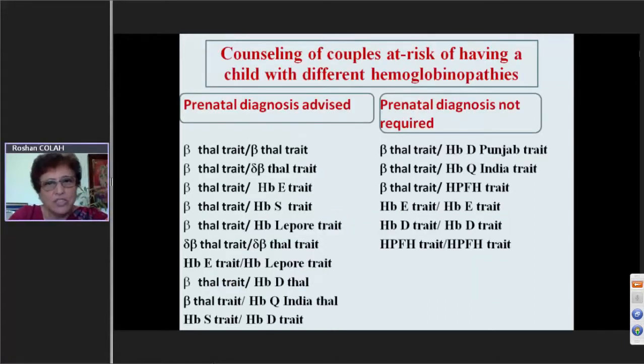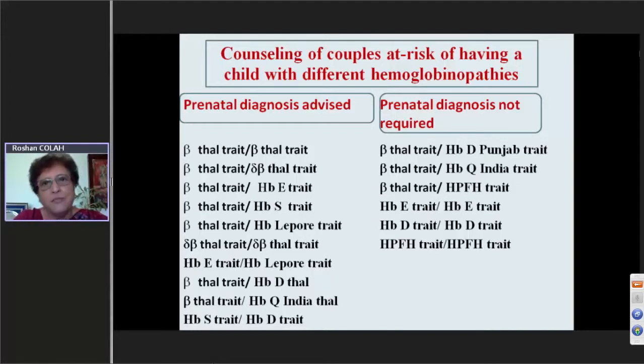Now, coming to counseling couples for prenatal diagnosis, there are some genetic combinations which do not require prenatal diagnosis, and it's important to remember these because sometimes a couple is sent over long distances and we have to send them back saying that they don't need this at all.